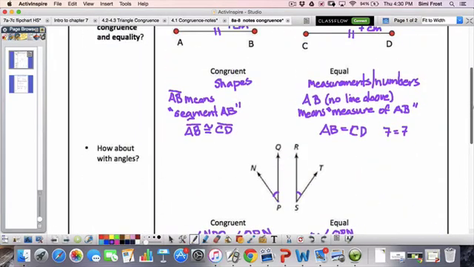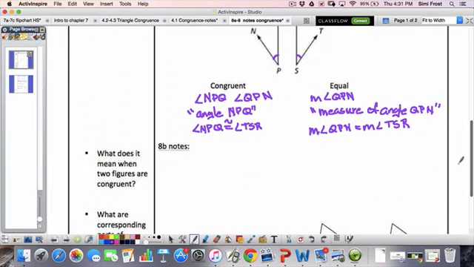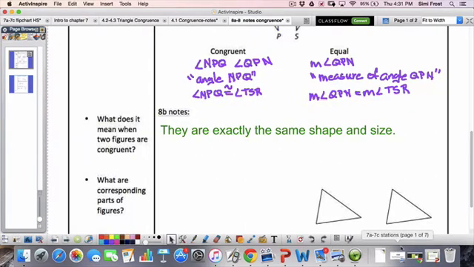Okay, so that's objective 8a. Let's look at 8b now. I will be able to identify congruent figures and corresponding parts by writing congruency statements. Let's take a look at this. What does it mean when two figures are congruent? Figures are congruent when they are exactly the same shape and the same size.